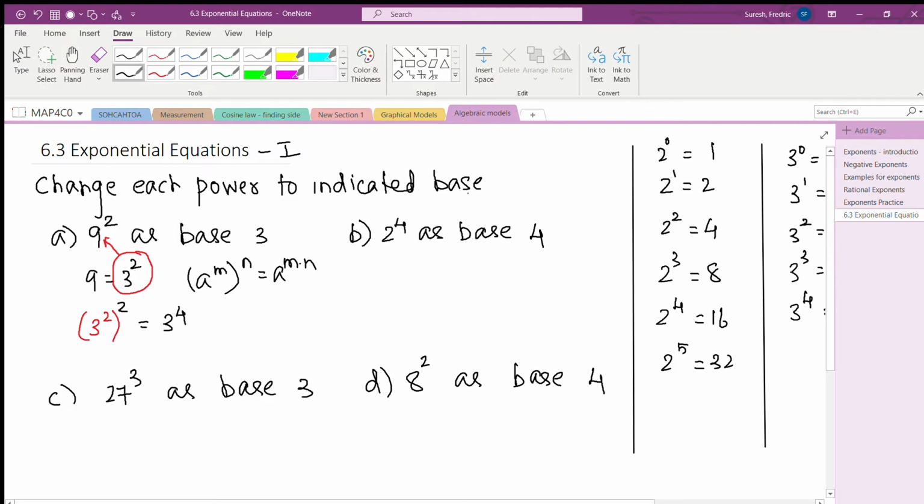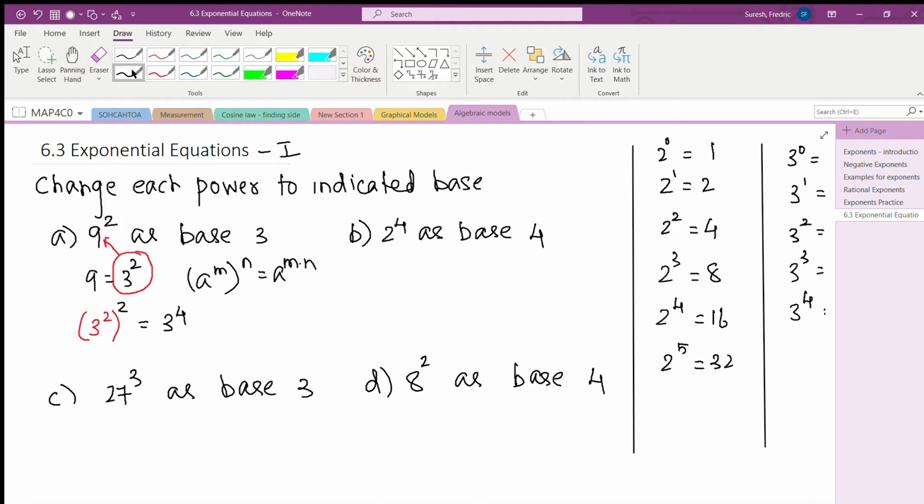In the second example, we're kind of going backwards. Instead of going from a larger base to a smaller base, we're going from a smaller base to a larger base. And usually when you go from a larger base to a smaller base, it involves powers. When you're going from a smaller base to a larger base, it's going to involve square roots.